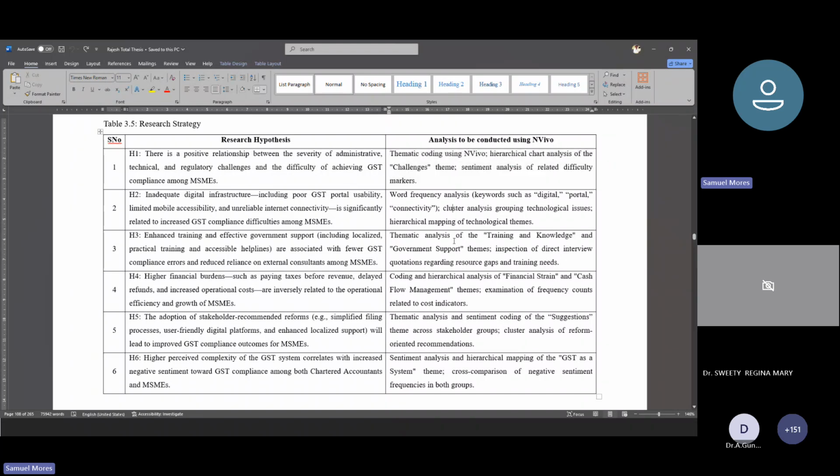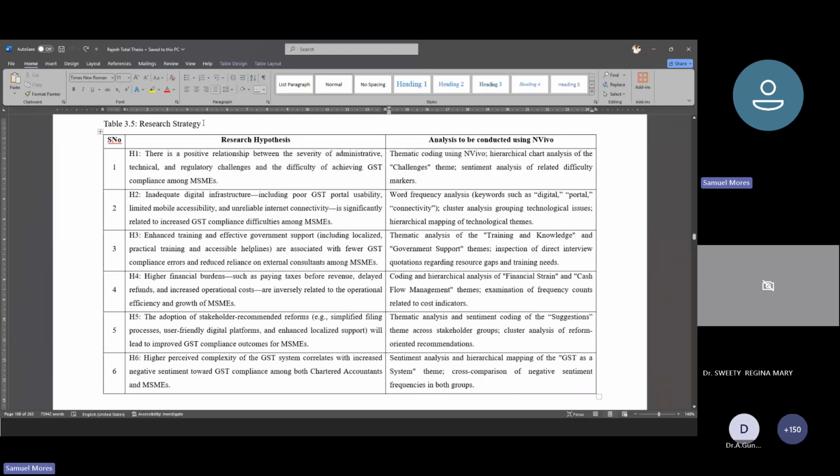In quantitative studies, statistical methods will come. This is an example of a qualitative study, so thematic analysis, hierarchical chart analysis, word frequency analysis, coding, and sentiment analysis are the different types of analysis that come. But you should explain what analysis you have used to test each of the hypotheses.